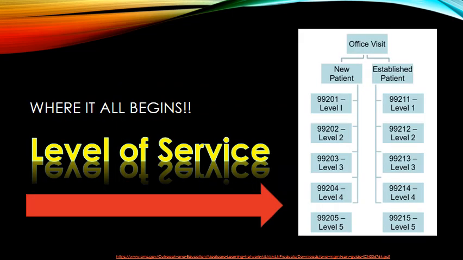So here we go. This is where it all begins. It starts with that level of service, that CPT code that establishes the office visit that took place that day. The higher the level, the higher the reimbursement, but the more documentation is required. So these are codes that would be associated with the new patient. These are codes that would be associated with an established patient, and these are the ones that we'll focus on for this presentation as we go through and discuss the documentation requirements in order to bill and be reimbursed for services for that particular code.